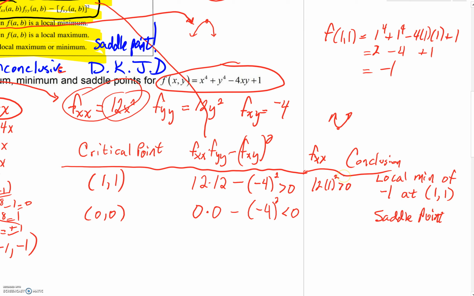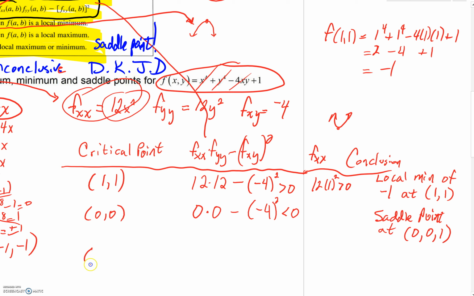And guys, if you plug in (0, 0) into f, the x's and the y's go away. You're left with a 1. So we're going to say it's a saddle point at (0, 0, 1). It's neither a maximum nor a minimum.